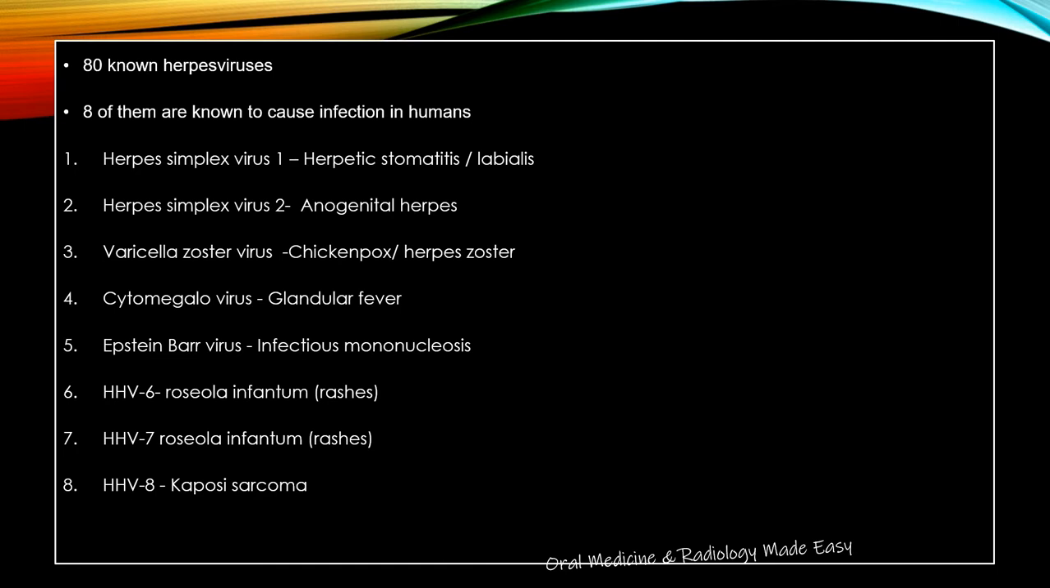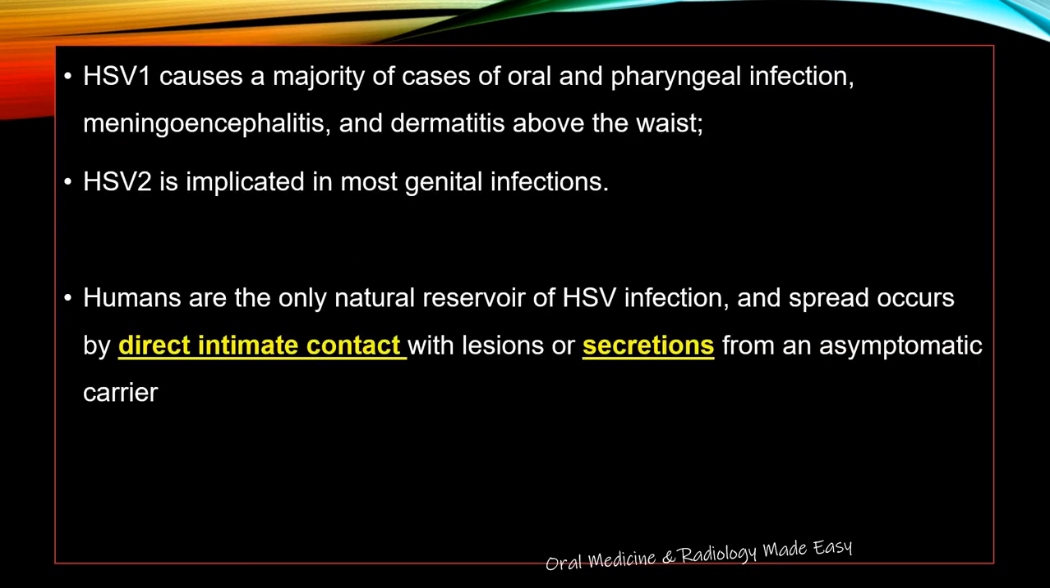So far, 80 known herpes viruses are there, and among them, 8 are known to cause infections in humans. They are herpes simplex virus 1, which causes herpetic stomatitis or labialis; herpes simplex virus 2 causes anogenital herpes; varicella zoster virus, which causes chickenpox or herpes zoster; cytomegalovirus causes glandular fever; Epstein-Barr virus causes infectious mononucleosis; human herpes virus 6 and 7 cause rashes; and human herpes virus 8 causes Kaposi sarcoma.